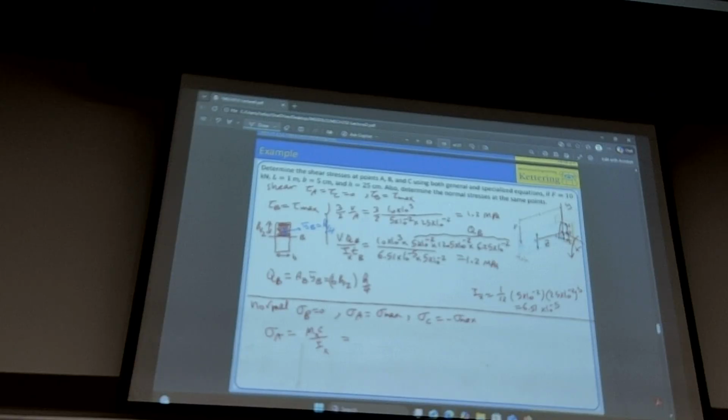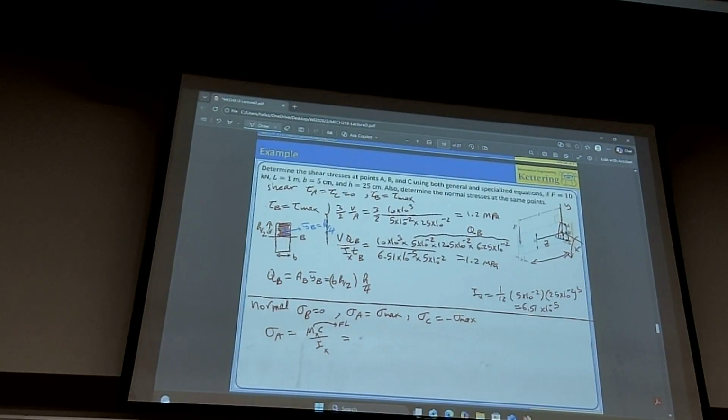We know that it's the moment of the force, so force times L, because point B is here and that's L. Force is given as 10 kilo and length is 1, that's the moment. And the C value is the C of point A. Again, we go in the perpendicular direction away from that to A, and it is half of H. So C A is half of H. So 12.5.